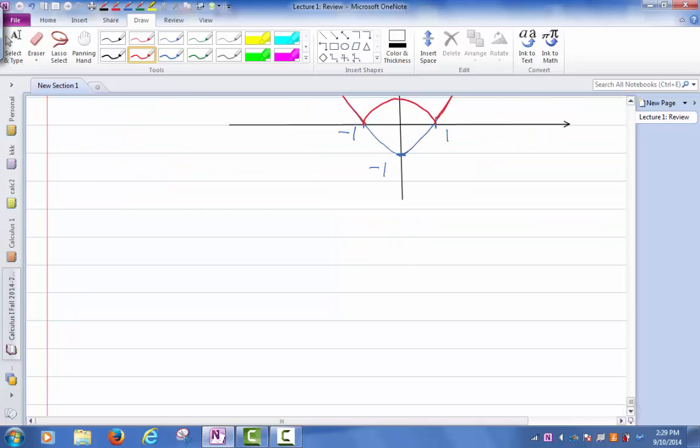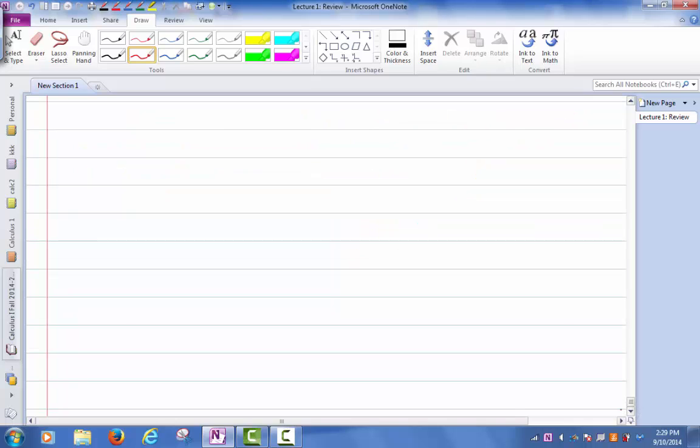Okay, so a couple more graphs that I want to show you. my x-axis. So this is where I'm trying to review some of these shifts, okay? That'll be the last thing that I do.